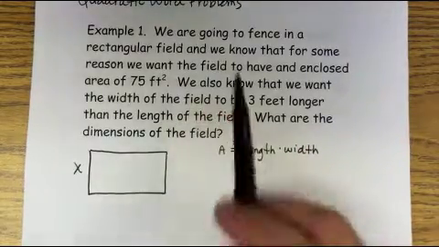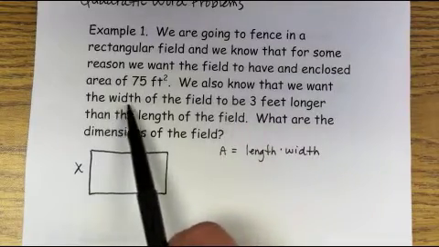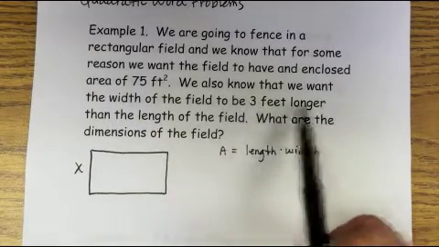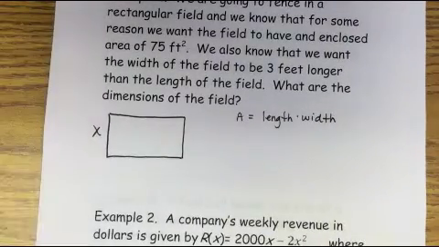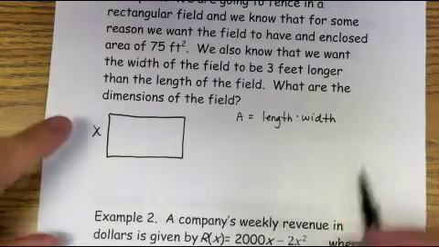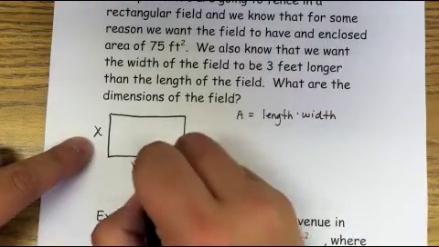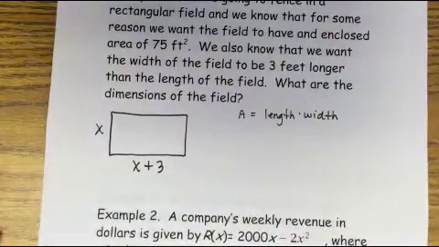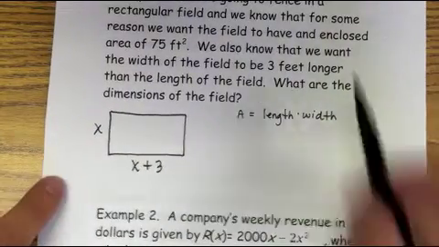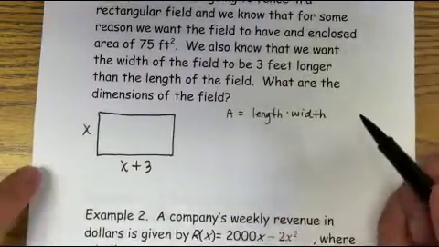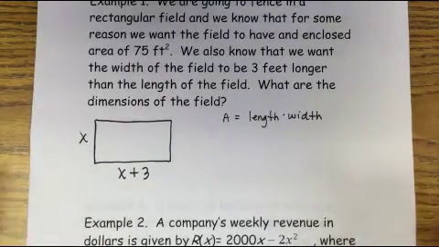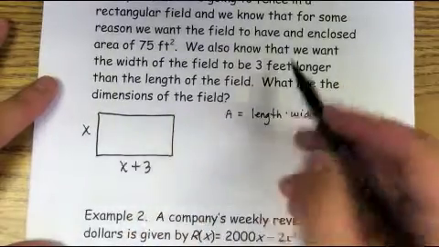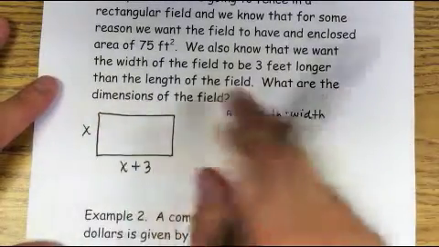It says that we want the width of the field to be 3 feet longer than the length. So 3 feet longer than the length is going to be x plus 3. Longer than is sort of the same thing as saying more than, which is why we're adding here. Now, that's all good, but we want to know what the dimensions of the field are.